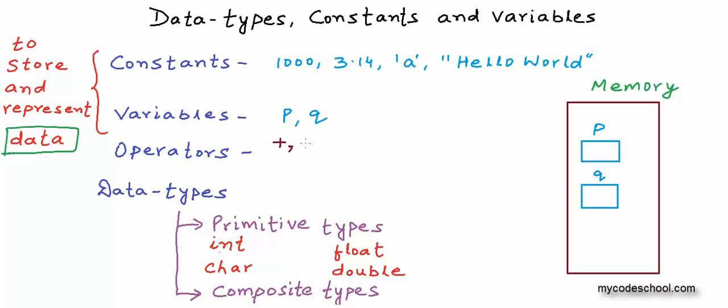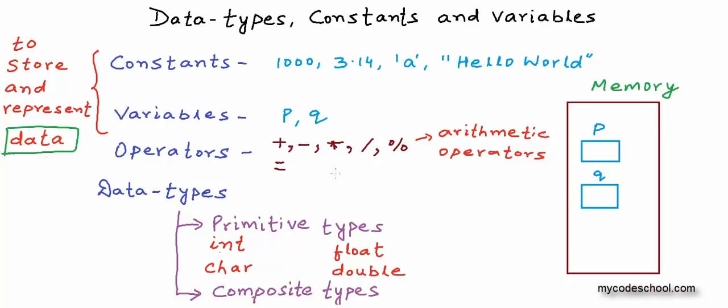We have arithmetic operators: plus, minus for addition and subtraction, asterisk for multiplication, slash for division, and percent sign for modulus operation. These are arithmetic operators. A single equal to sign is called the assignment operator. It is used to assign value to a variable.